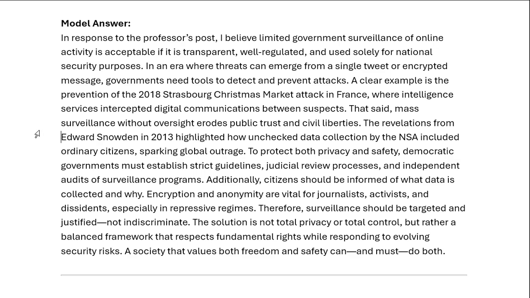Encryption and anonymity are vital for journalists, activists, and dissidents, especially in repressive regimes. Therefore, surveillance should be targeted and justified, not indiscriminate. The solution is not total privacy or total control, but rather a balanced framework that respects fundamental rights while responding to evolving security risks. A society that values both freedom and safety can and must do both.